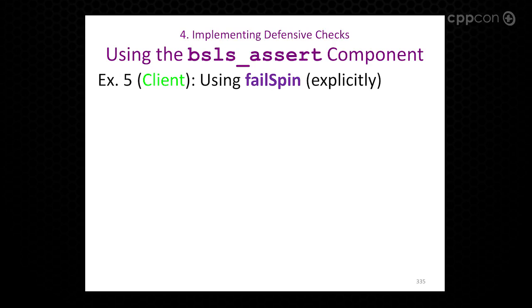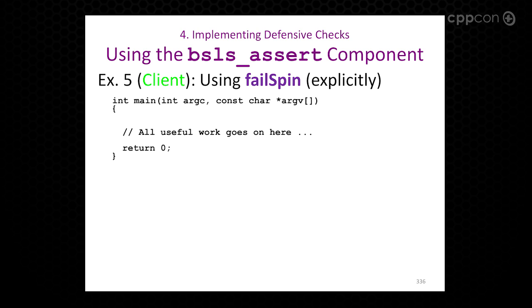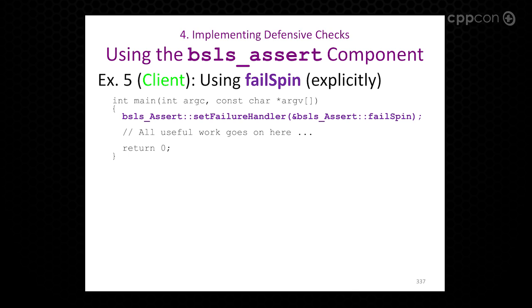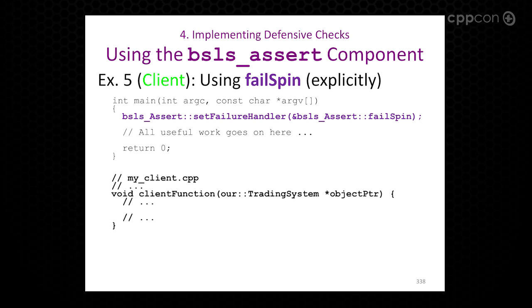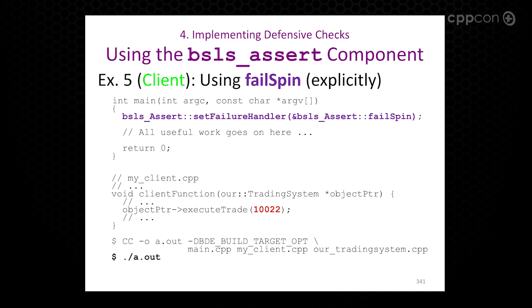All right, here's an example of fail spin. We want to use a different handler. So I've got this main, and all the useful work goes here, but I'm going to set the failure handler here, and if something goes wrong, I want this behavior when something is detected to be out of contract. So I call this execute trade and compile it, and what do we get? It just sends something to the console and waits.